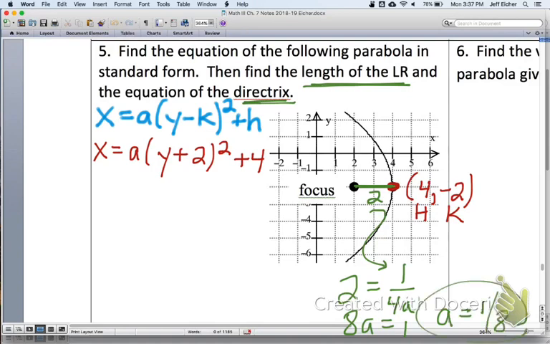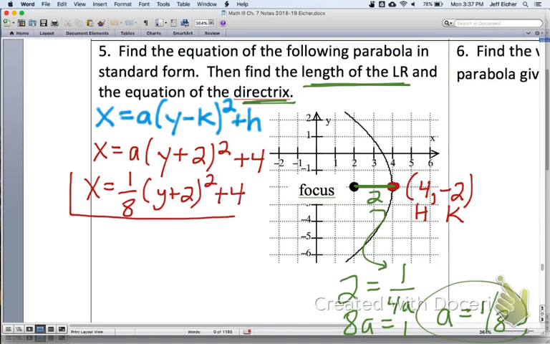So we can finish off the equation. It's x equals 1/8 (y plus 2) squared plus 4. Box that thing up. There we go. Now the length of the LR is related to the a value. Do you remember what the formula for the LR is?